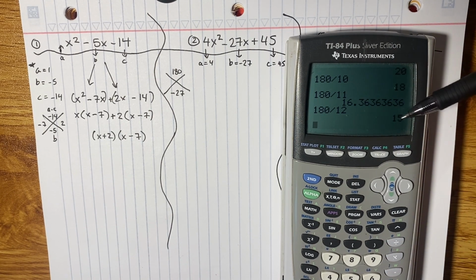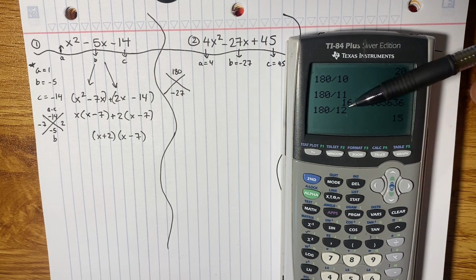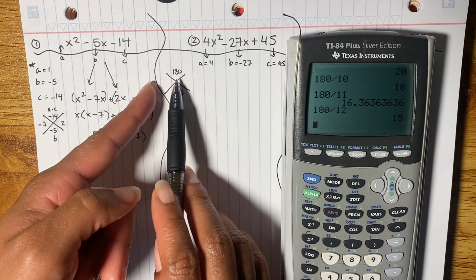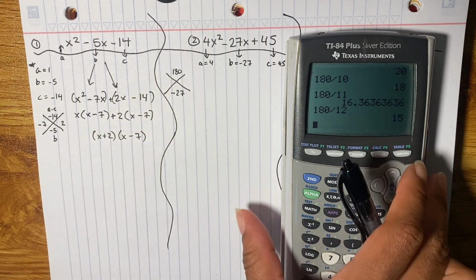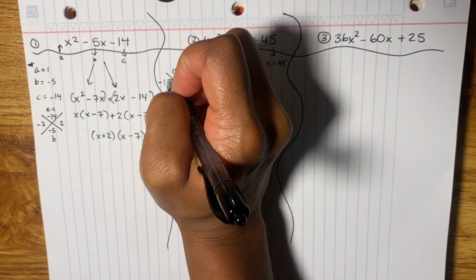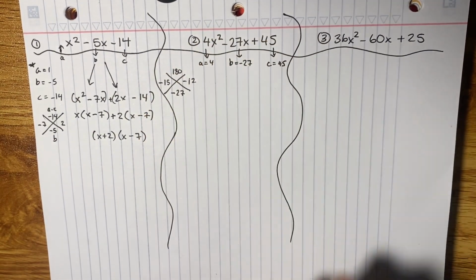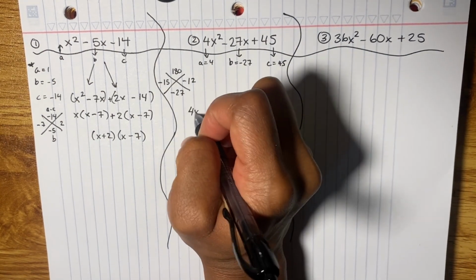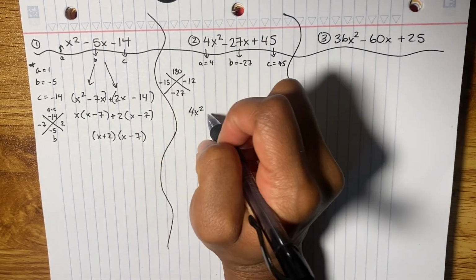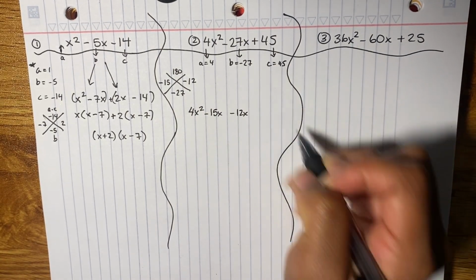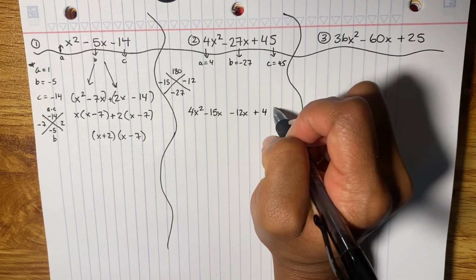Finally, I've found 2 factors that when you add together, you get that 27. Well, it's negative. So how can I get a -27 in addition and in multiplication get a positive 180? The only way is that they're both negative. -15 and -12. Okay, now we need to bring down that first term. I have 4x squared. Bring over both factors, -15x, -12x, and drop down the c value.